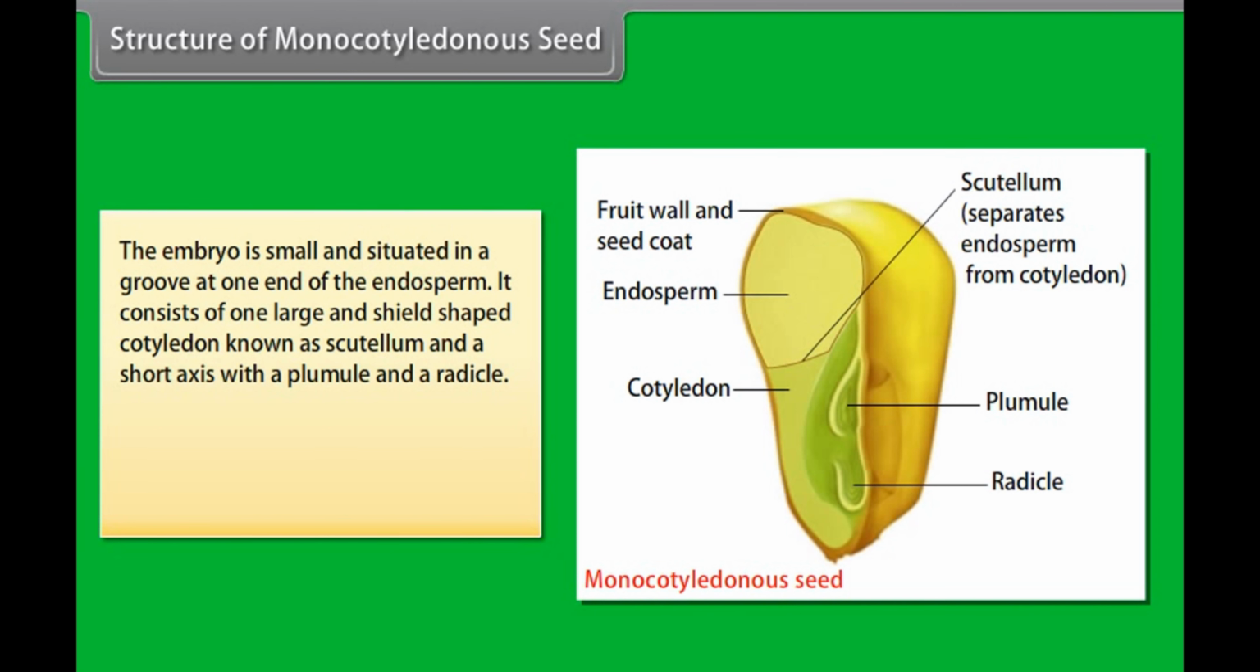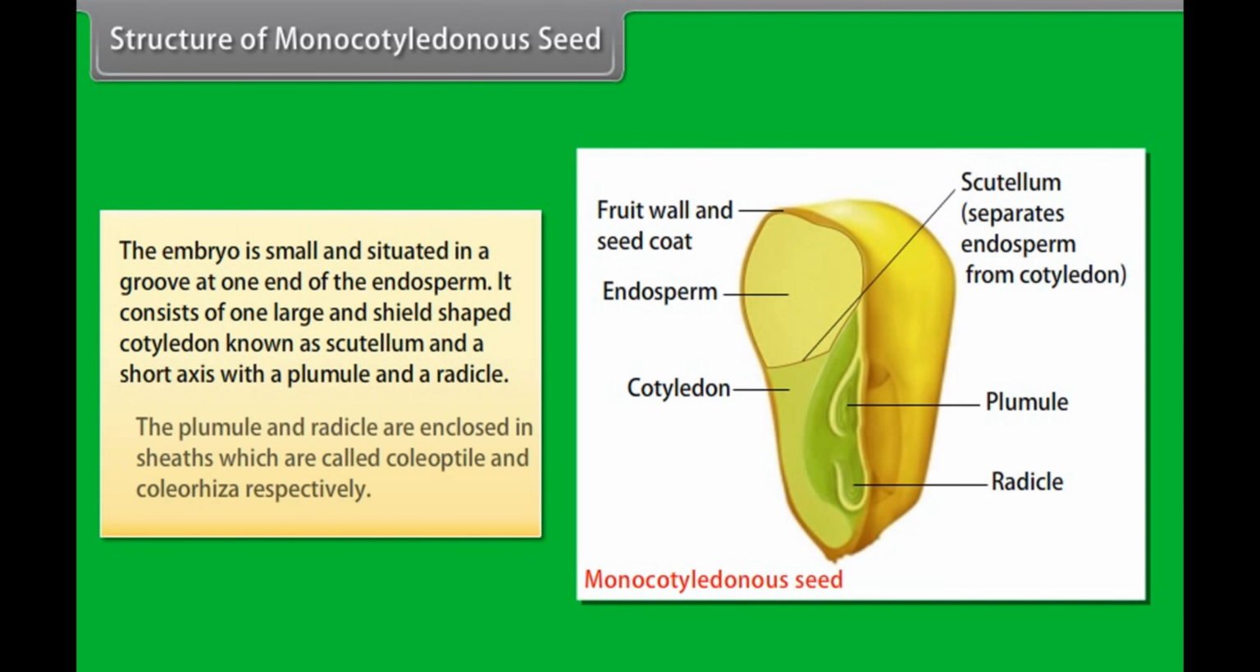It consists of one large and shield-shaped cotyledon known as scutellum and a short axis with a plumule and a radicle. The plumule and radicle are enclosed in sheaths, which are called coleoptile and coleorhiza respectively.